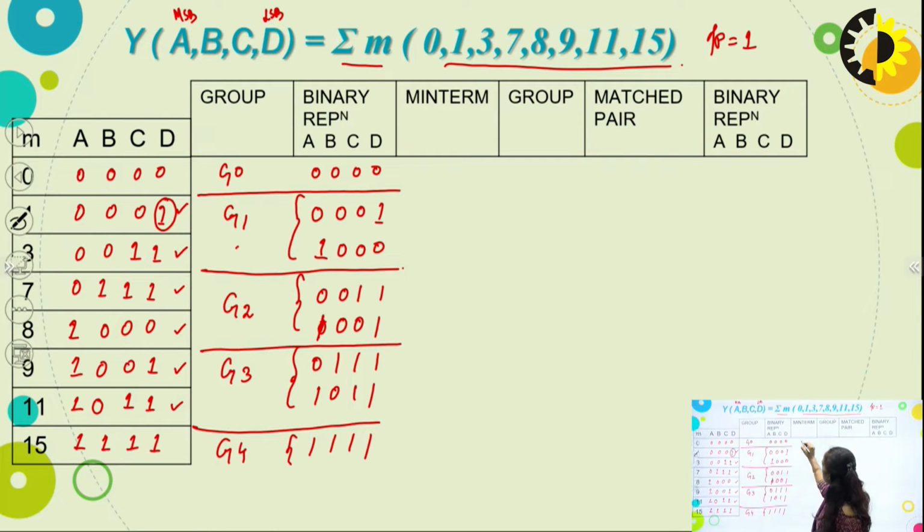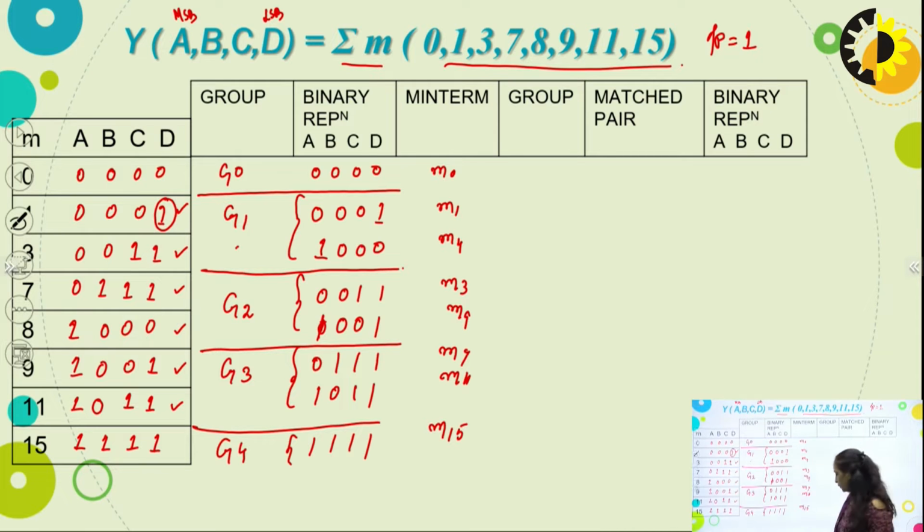So write the min terms here: M0, M1, M4, M3, M9, M7, M11, and M15, right? So next is the next group. Under this we are going to compare these two groups. Your group 0 will be compared with group 1, then group 1 will be compared with group 2, then group 2 will be compared with group 3, and this process will go on.